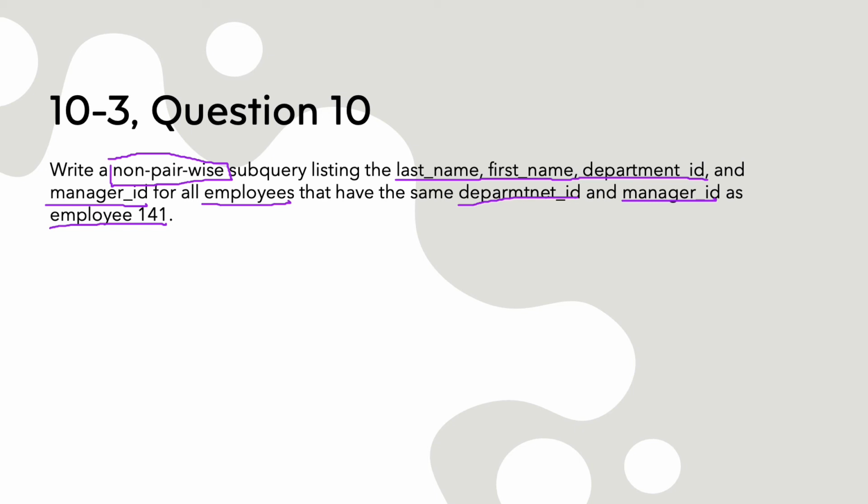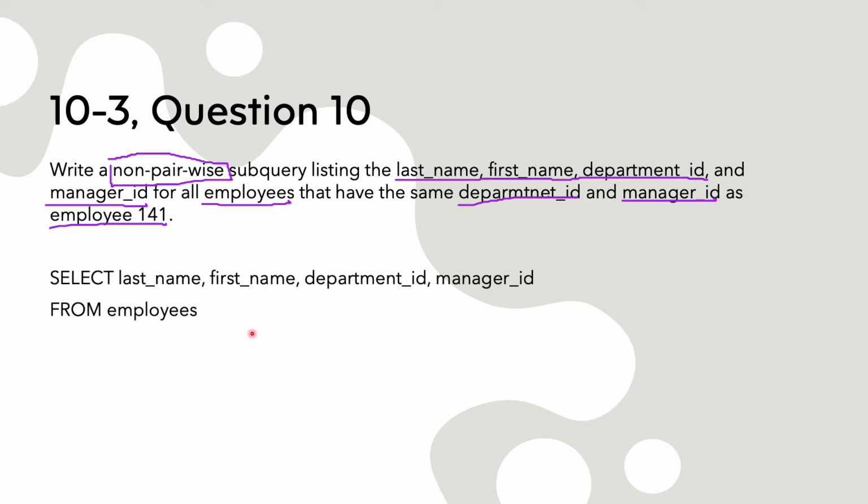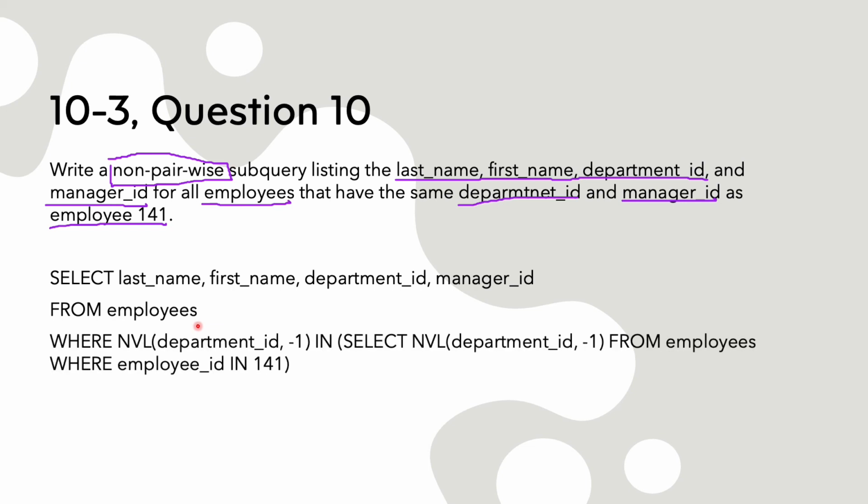So we'll start with our select statement. It's just going to be really simple, selecting these items that we're told to select in the prompt. So select last name, first name, department ID, manager ID. Super simple, selecting from the employees table, of course. Now for our first subquery, we're going to be using a where statement.